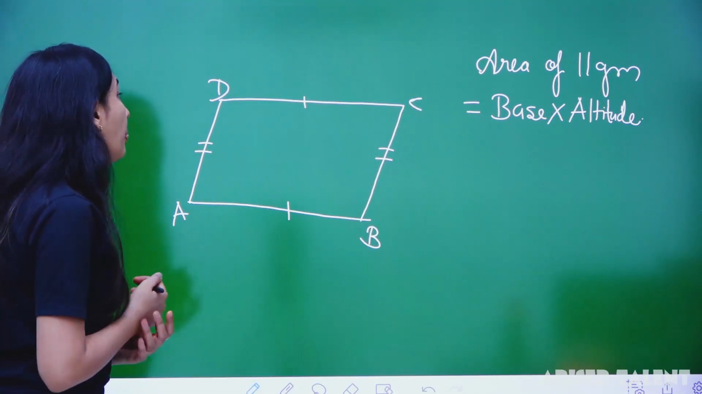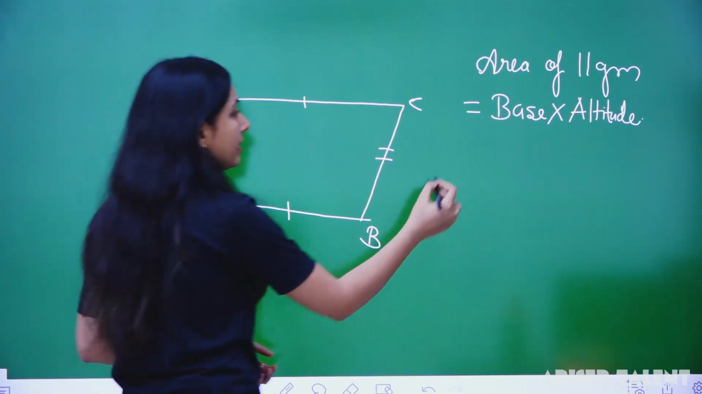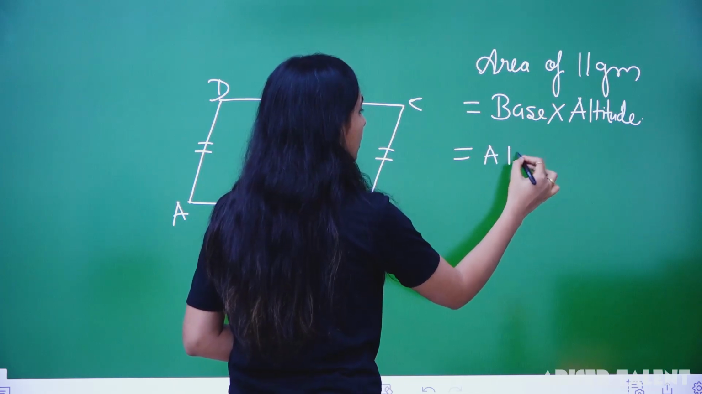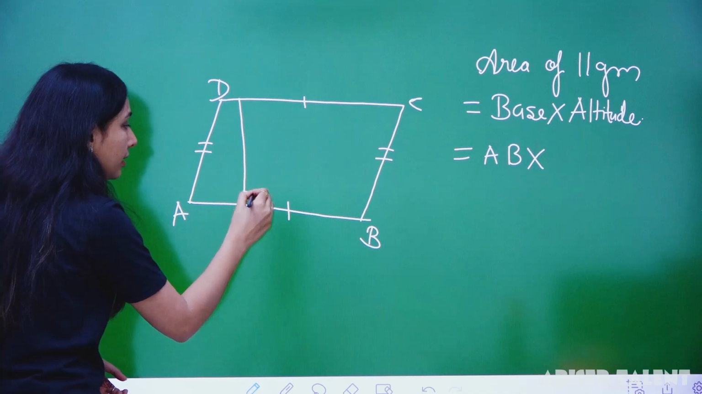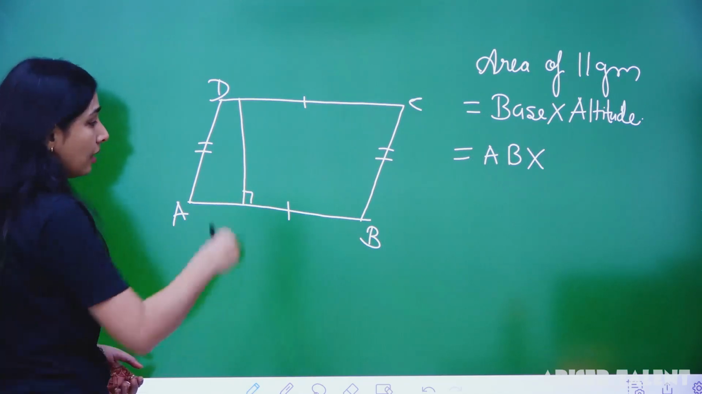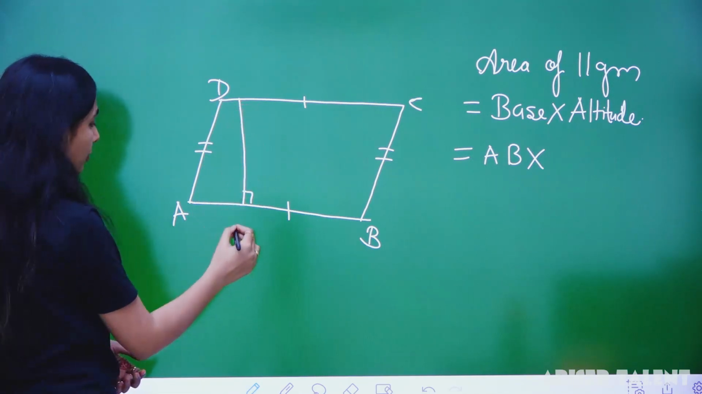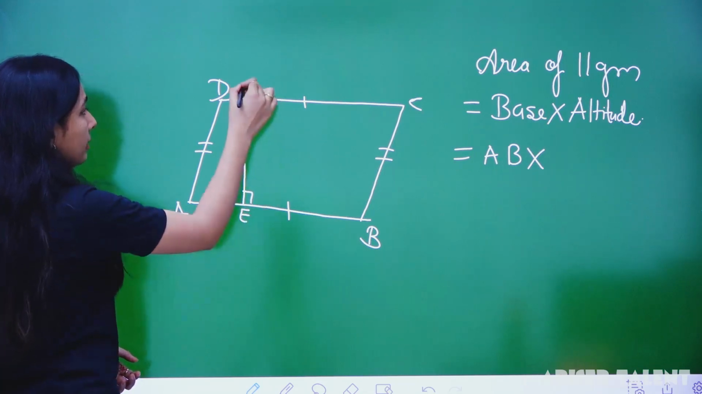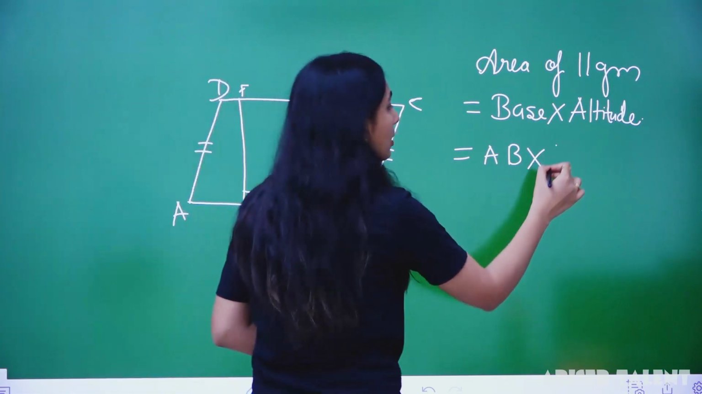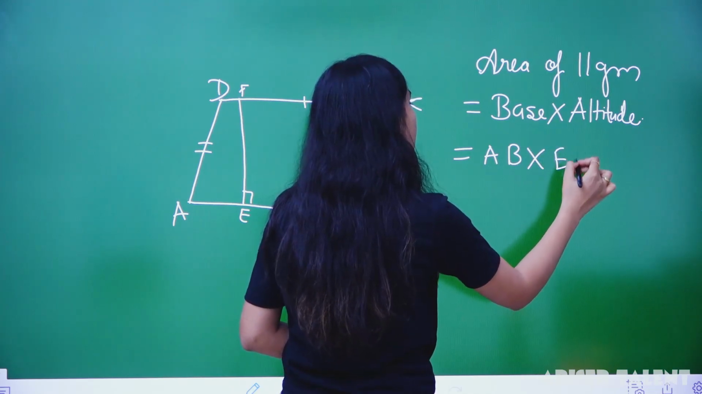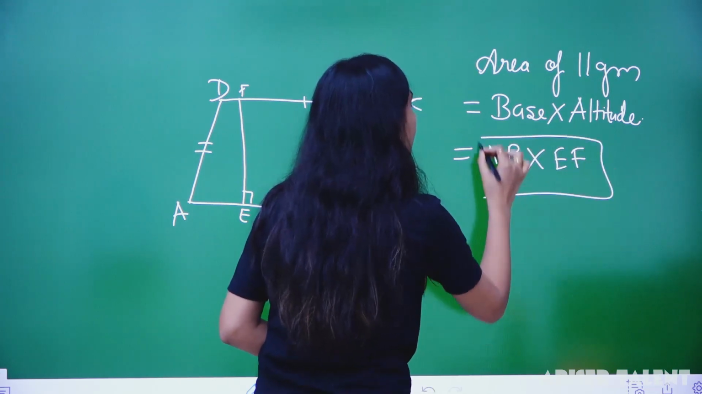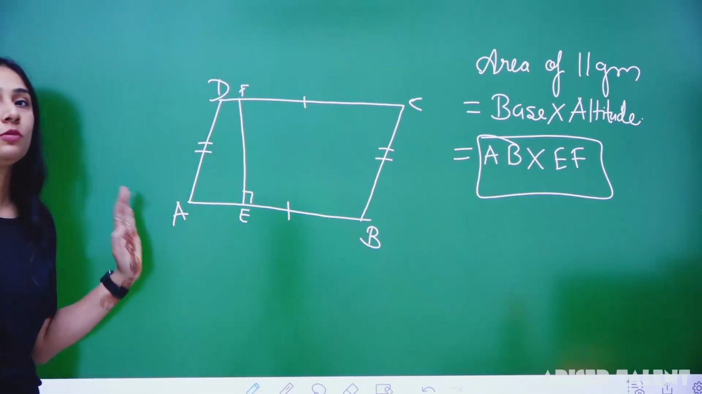Okay, then if I'm having this base AB and I'll be drawing a perpendicular here, right? A perpendicular here. Let's suppose this is E and this is F. So I'll be multiplying this EF to AB, and that will be the area of this parallelogram.